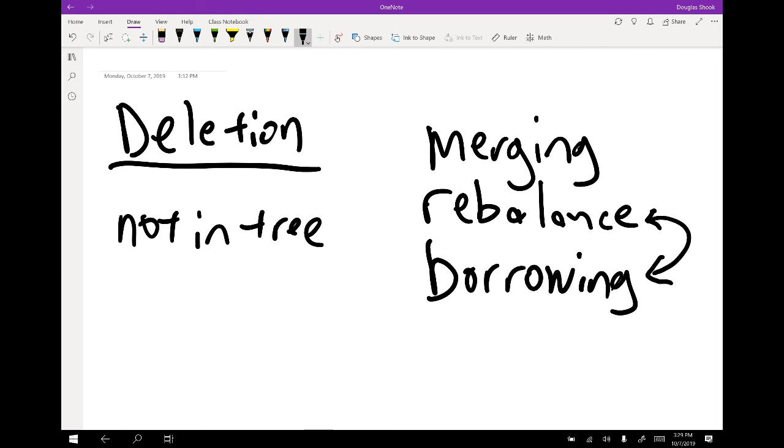When I borrow, who am I borrowing from? A sibling. I'm borrowing from a sibling, right? And actually, even borrowing could be broken down into at least two subcategories. I should try to borrow from the left sibling first if I can, and then also the right sibling. So that's actually two separate cases. Could write a case that borrows from the left, write a case that borrows from the right.